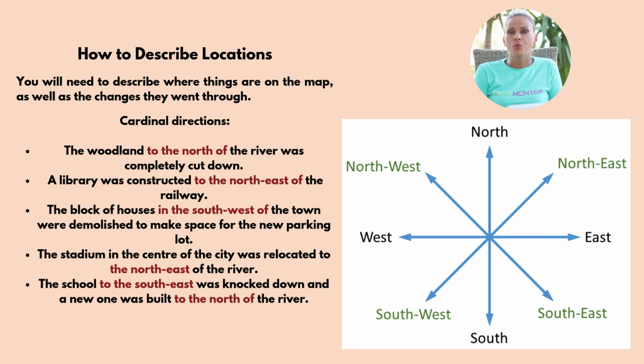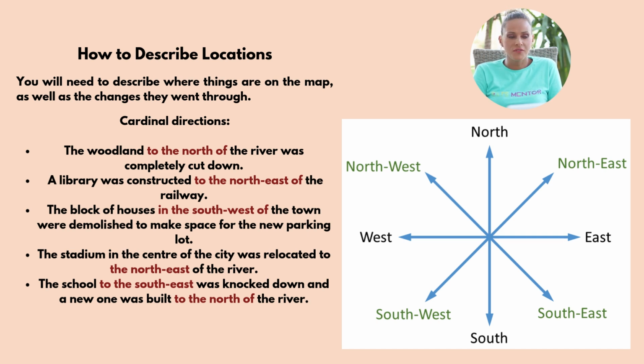Probably the most important task is to learn useful vocabulary and how to describe locations. You will need to describe where things are on the map, as well as the changes that they went through. One of the best ways to describe locations would be to use the cardinal directions: north, south, east, and west. Most of the time, they're provided on the map. If they're not provided, just remember north is up and east is on the right.